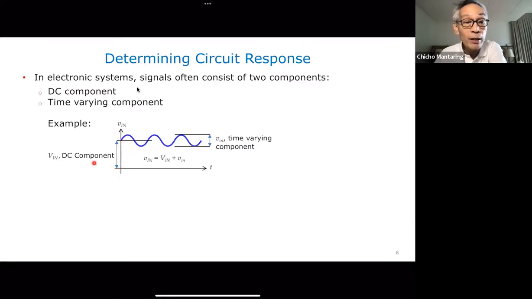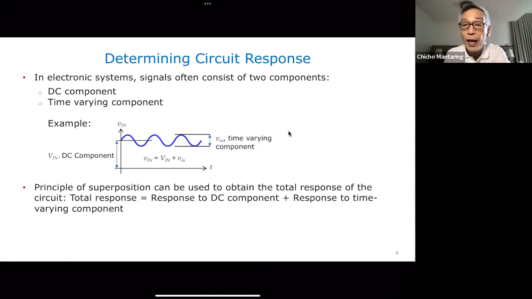So my DC component is this, capital V, capital IN. And this is my time varying component. It does not have to be sinusoidal, I'm just showing sinusoidal here. That is small v, small in. And my total signal, V in, is capital V, capital IN plus small v, small in. This is very typical of the types of signals that we see in electronic devices.